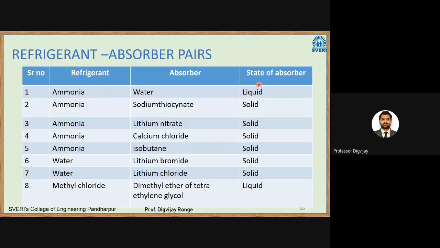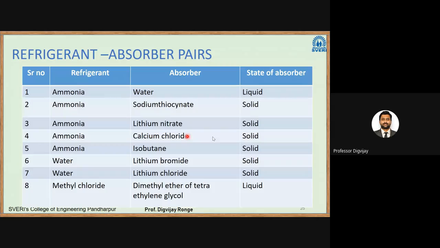State of water here, it is liquid. Second is ammonia and sodium thiocyanate. That thiocyanate is in solid state. Third, we have ammonia and lithium nitrate. In that case, lithium nitrate is in solid state. Fourth is ammonia and calcium chloride.